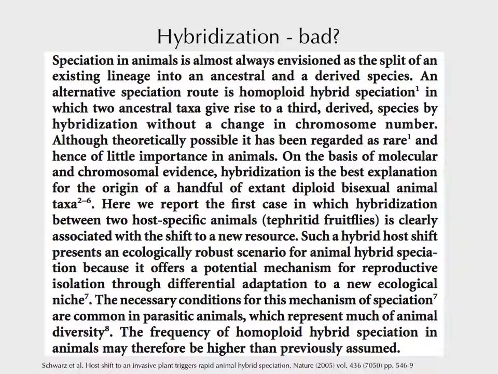Right? And so we see hybridization between two animals, fruit flies. It involves a shift to a new resource. Okay. So remember we talked about how many insects eat particular plants and mate on that plant. Right. Well, here you have two species that mated, and their offspring live in a different plant.